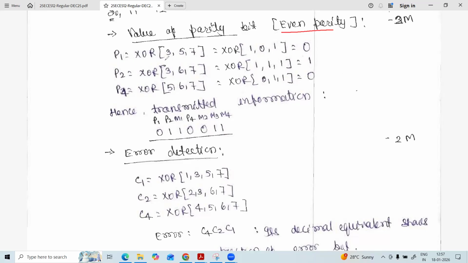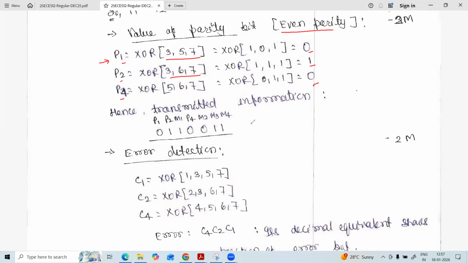So we have to consider the bit positions third, fifth, seventh for P1, and third, sixth, seventh for P2. What is the logic here? For the first parity bit, we check 1, then skip 1 gap. Second parity bit starts at 2, 3, again with 2 gaps. For the fourth position P4, we check 4 consecutive bit positions 4, 5, 6, 7, again with a gap if more bits are available. On the basis of that, the parity bit values are P1 is 0, P2 is 1, and P4 is 0.